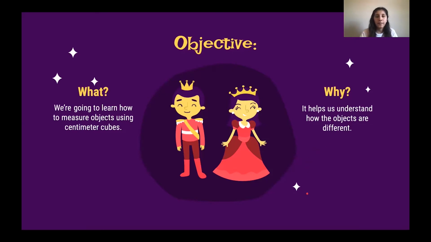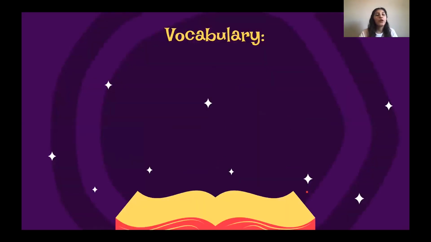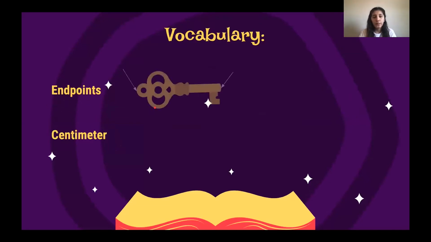All right. So our vocabulary for today is endpoints and centimeter. What are endpoints? Endpoints are where you start measuring. So if you're going to measure from side to side, this right here is where you would start measuring, and this right here is where you would end measuring.